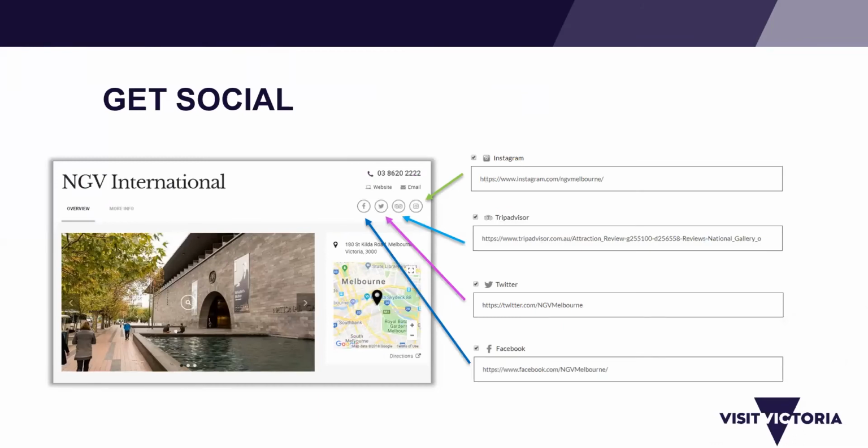You can easily direct your audience to your social channels by pasting the links of your official social pages into your listing. Here's an example of an ATDW listing that is displaying on visitvictoria.com, and the operator has entered links to their Instagram, TripAdvisor, Twitter, and Facebook pages. You can also include a link to your business's YouTube channel if you have one.